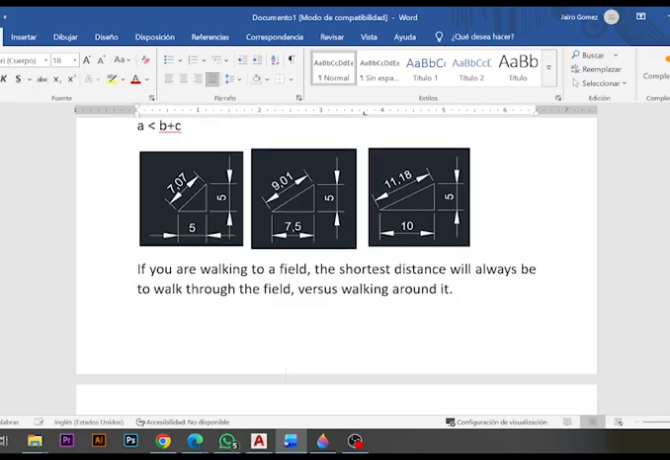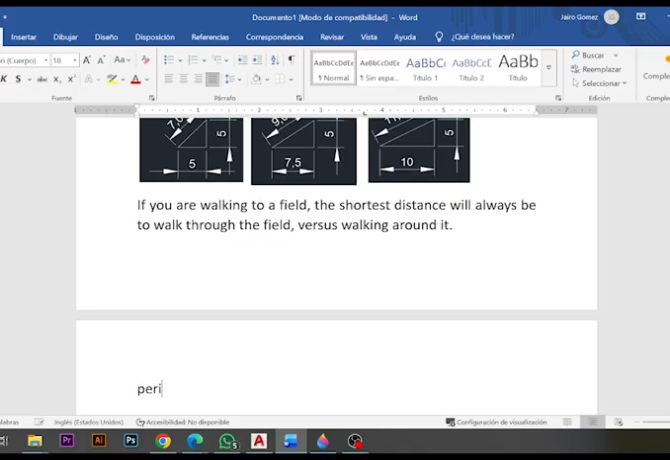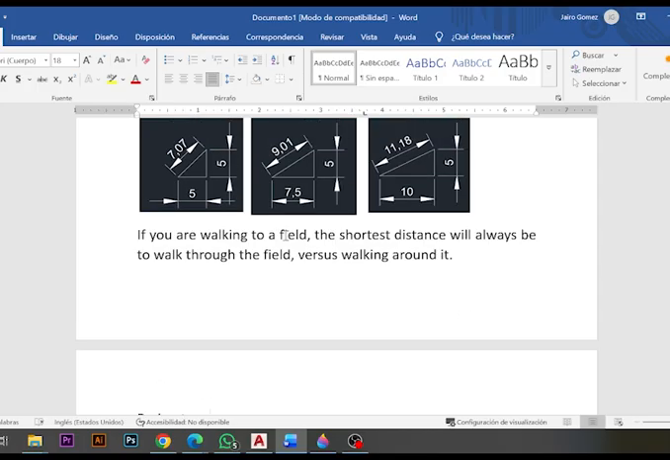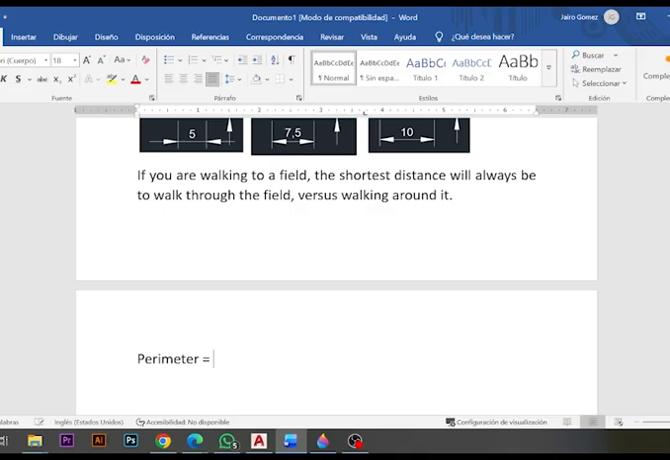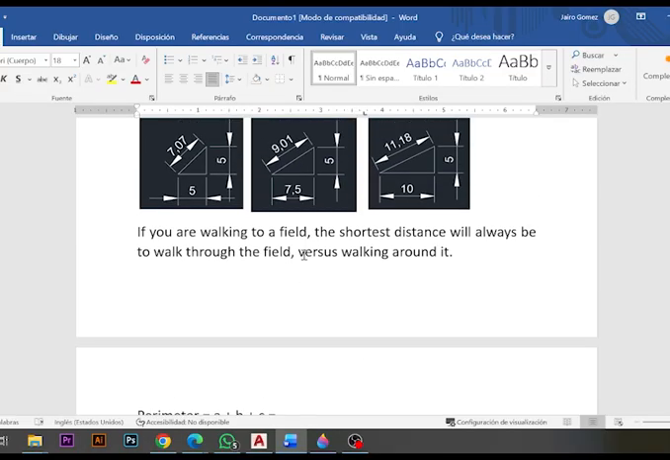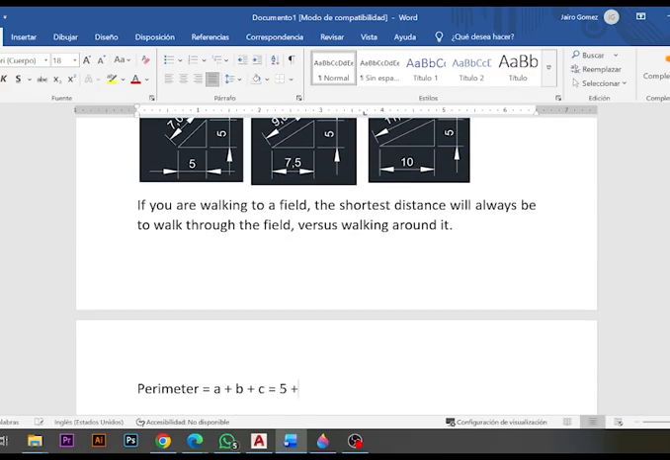Another way to express a triangle is its perimeter. What's the perimeter? It's the sum of all three sides of a triangle. So it would be A plus B plus C. And for our first example, it would be 5 plus 7.07.